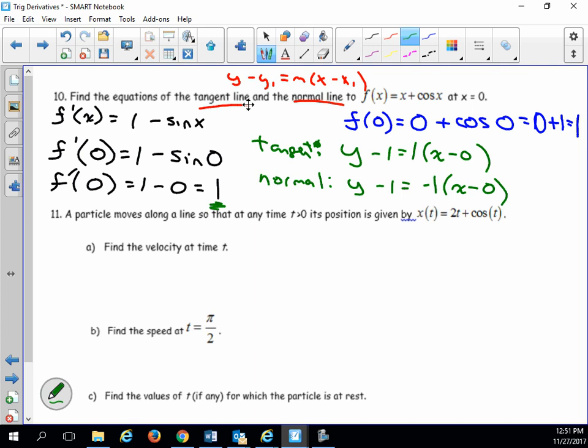Oh wait, that means you need to know what the cosine of 0 is and the sine of 0. Yes, you need to know the major parts. Your pi over 4s, pi over 6s, pi over 3s, pi over 2s, pi. Your unit circle from last year.